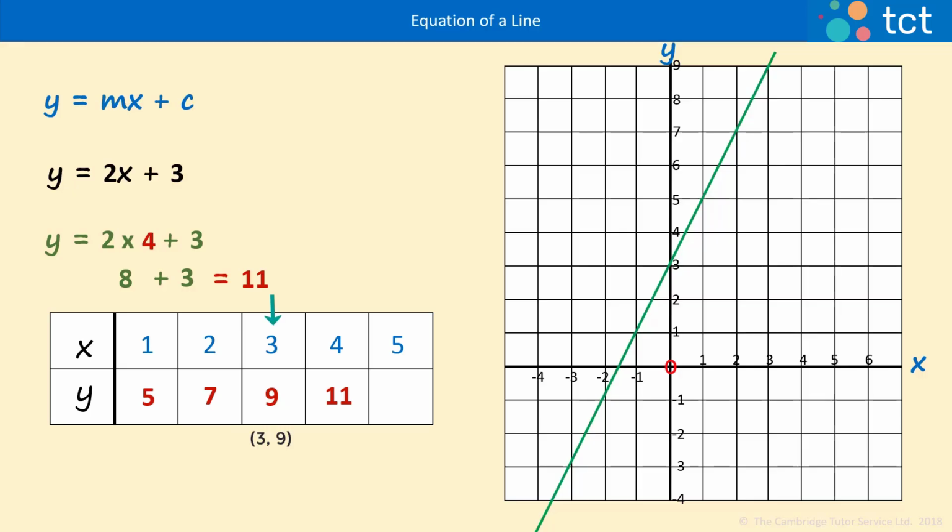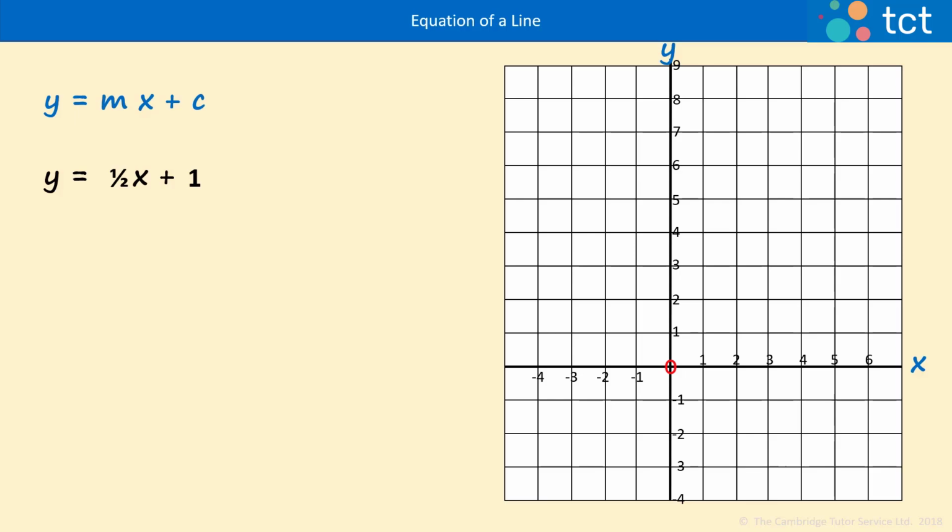If x is 3, it should move up 9 places. And there it is. And you can see that we can't test the 4 across 11 up because the graph doesn't go up that much. And as I said previously, after a while you get a feel for which values you can put in to test x and y. So that line there has the equation y = 2x + 3.